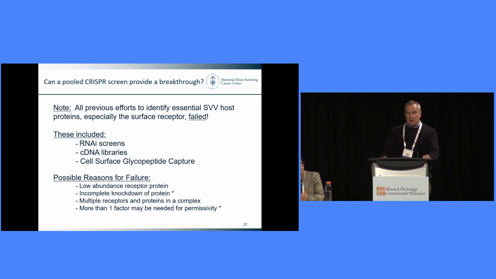Why didn't they work? Well, it could be low abundance of the receptor protein or incomplete knockdown, right? Because if you have even one receptor remaining on the surface, the virus will get in and start the life cycle. Maybe there's a complex of proteins or multiple receptors. Maybe you need more than one factor for permissivity. And so just kind of a little spoiler, I put an asterisk next to the ones that I'm going to show you turned out to be true.